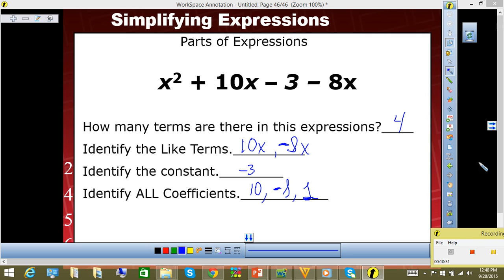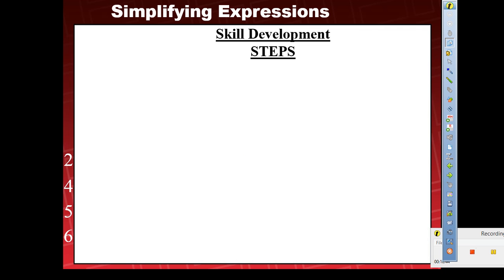Correct. So this expression has four terms. Like terms are 10x and negative 8x. The constant is negative 3. 10, negative 8, and 1 are my coefficients. All right? So with that, copy these steps, please.